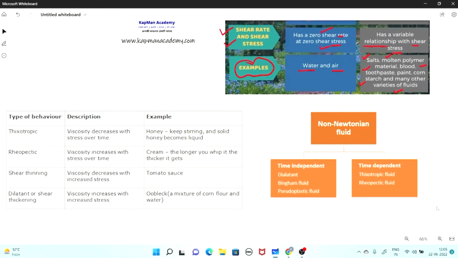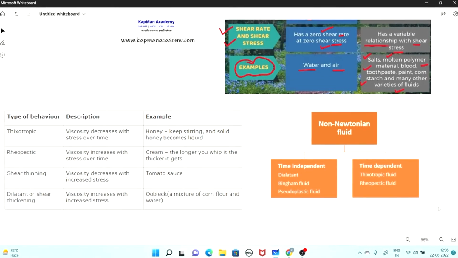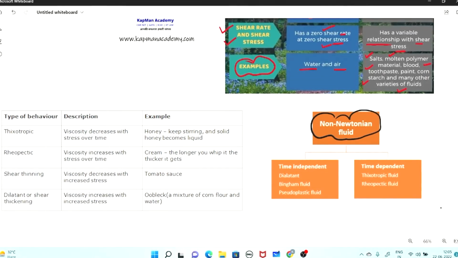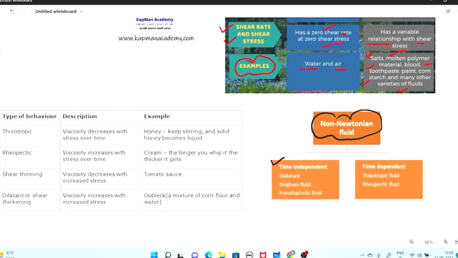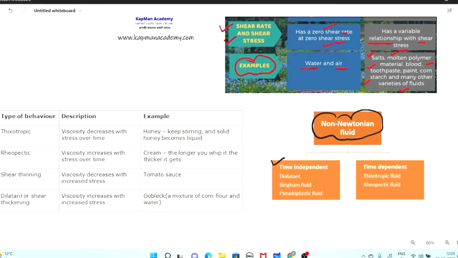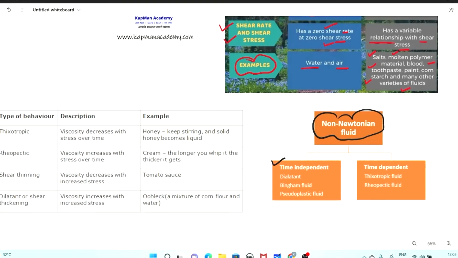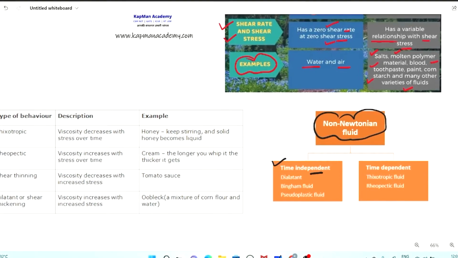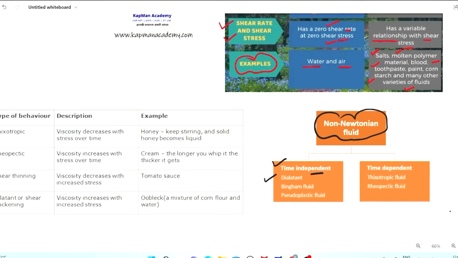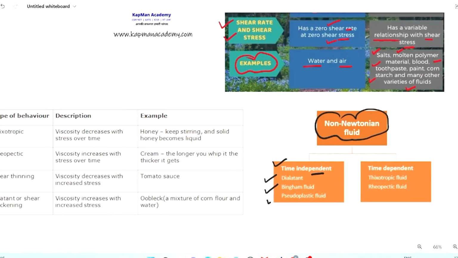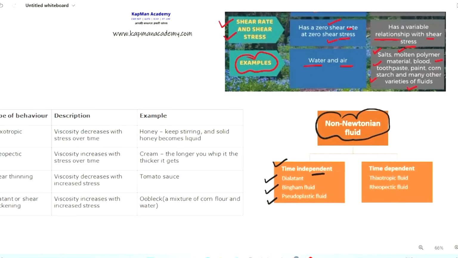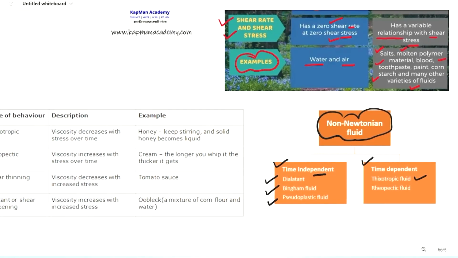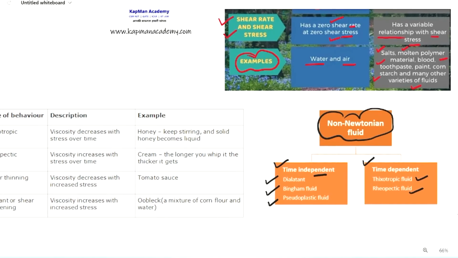Another important aspect of fluids, especially non-Newtonian fluids, is their time dependency. Some non-Newtonian fluids are time dependent and some are time independent. The time-independent ones are dilatant fluids, Bingham fluids and pseudoplastic fluids, whereas the time-dependent fluids are thixotropic fluids and rheopectic fluids.